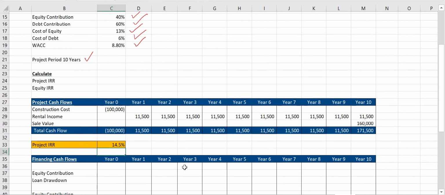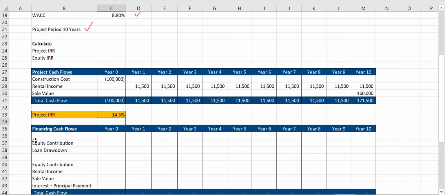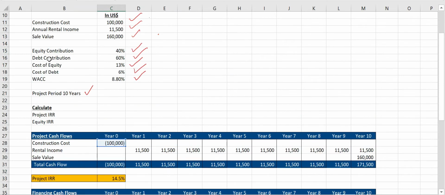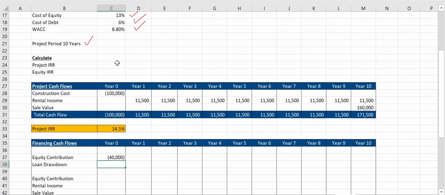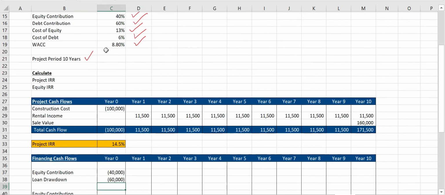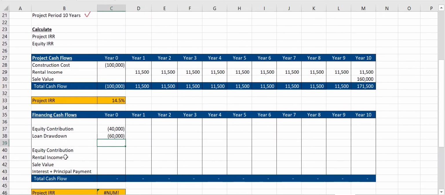Now let's move on to calculate the equity IRR. For which we need to take the financing cash flows. First of all, we'll take the equity contribution. How much is the equity contribution out of the total project cost? Equity contribution is 40%. Then the loan contribution will be how much? 60%. So we'll take 60% of the 100,000.